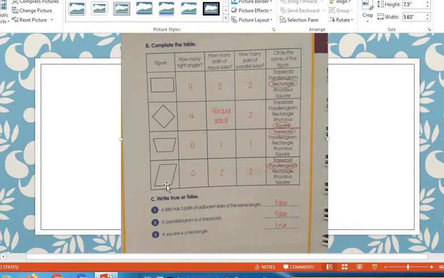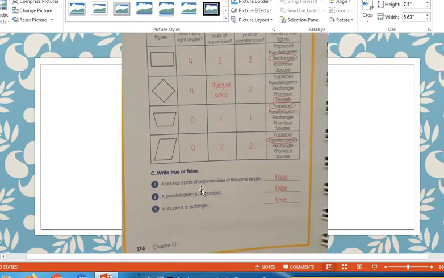I have here how many right angles? 0, there is no right angle. And how many pairs of equal sides? I have here 2, this pair and this pair. How many pairs of parallel sides? I have 2. This is a parallelogram.